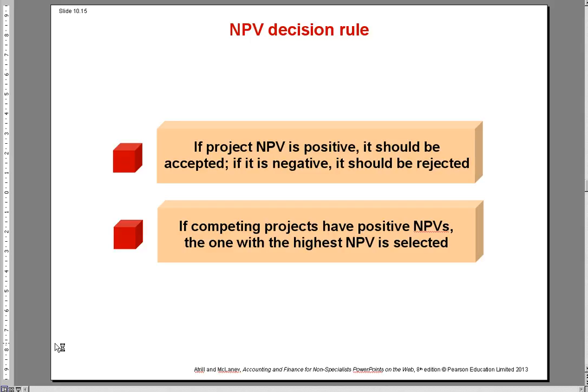So the decision rule for net present value, we've not looked at how it's calculated, but we will do in a second. If it's positive, then it should be accepted. If negative, it should be rejected. Competing projects have positive net present values, so if there's any competition, the one with the highest net present value wins.